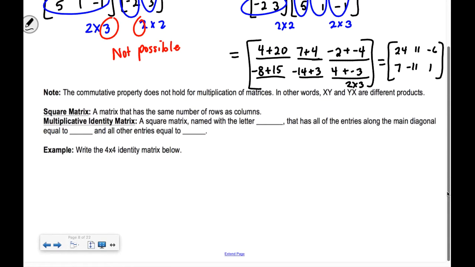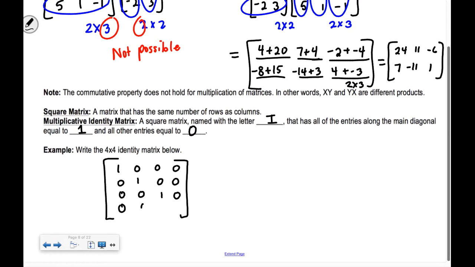So it says it's a square matrix named with the letter I that has all of the entries along the main diagonal equal to 1 and all other entries equal to 0. So if I was doing the 4 by 4 identity matrix, we write it out as 1, 0, 0, 0, 0, 1, 0, 0, 0, 0, 1, 0. I feel like a computer. 0, 0, 0, 1, like that. So do you guys see how there's 1s down this diagonal? This is called the main diagonal.